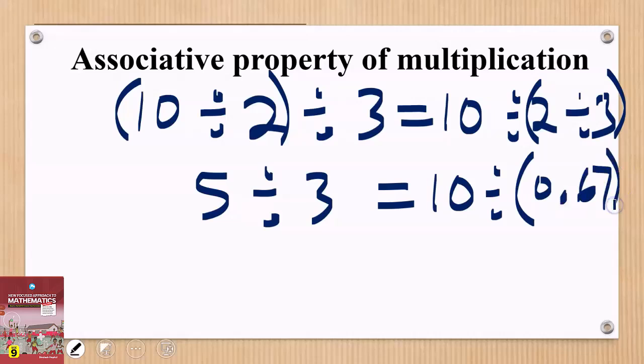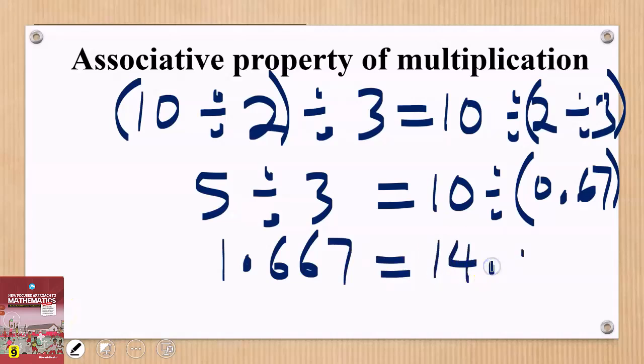Maybe let's leave it like that. Now, 5 divided by 3 will also give us a repeating decimal of 1.66666, or let's say 1.667 or something. Then we have 10 divided by 0.67 is going to give us 14.925, which is not equal to the first one. So the conclusion is that division is not associative.